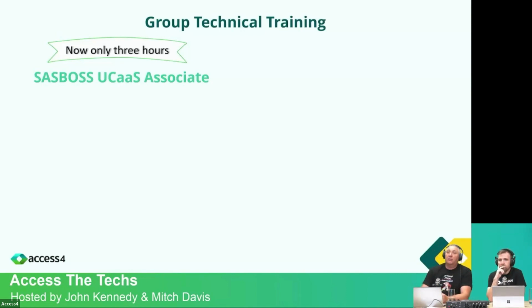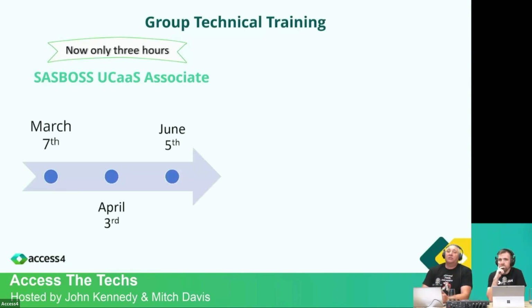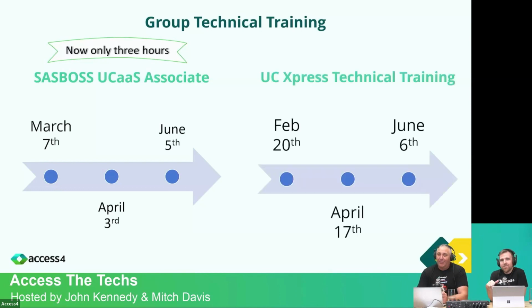So to start off, we're going to have a training session on March the 7th. UCAS, not UC Express. I said UC Express, UCAS associate, sorry. March 7th, April the 3rd, and June the 5th. The next one is UC Express. And the UC Express technical training will be on February 20th, April 17th, and June 6th.